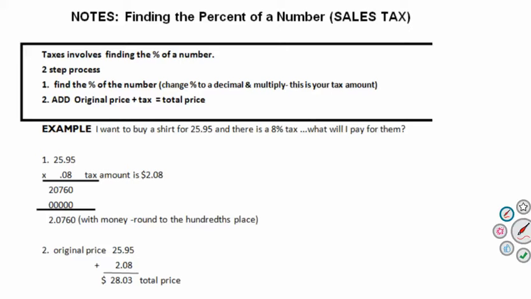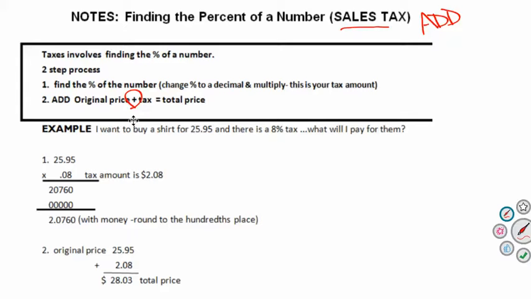All right, today's video is on sales tax. So we have been working on finding the percent of a number, which gives us our discount, but today we're working on sales tax. Sales tax is something that is added to the price. Anytime you buy something, there is sales tax. So it is the same process of what we did before. You still find the percent of the number and you multiply it. But in this case, instead of subtracting because it's a discount, you're going to be adding because it's a tax.